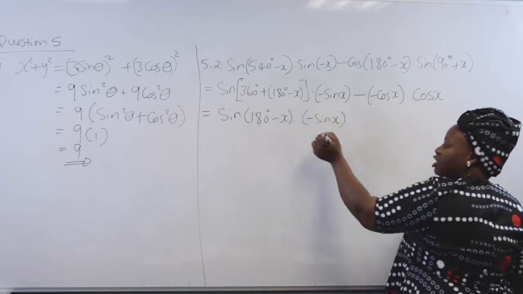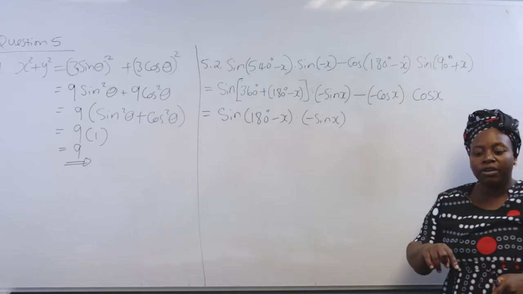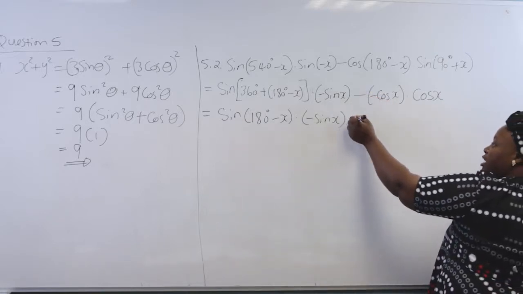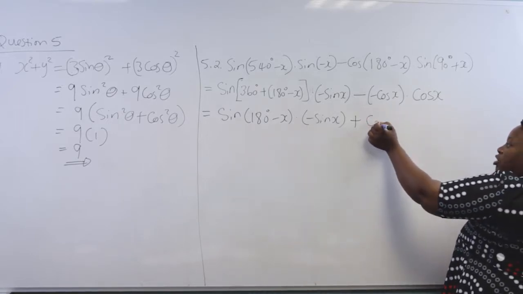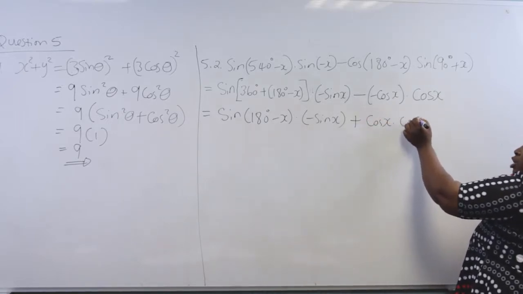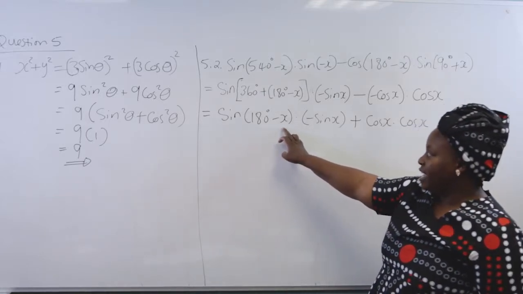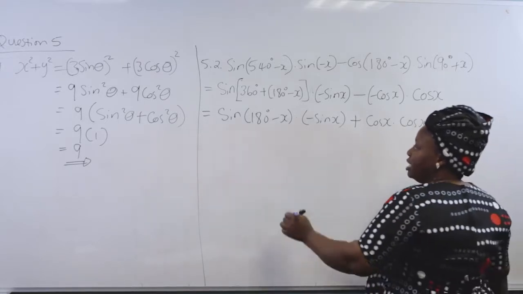Use a bracket so that you don't confuse your signs. Instead of using multiplication, you therefore start using a negative to change the statement. So this negative and the negative will multiply, and that will automatically be positive. And there you'll have cos of x multiplied by cos of x. Now let's go back to this part. We still have 180 minus. 180 minus is on the second quadrant where sine is positive.